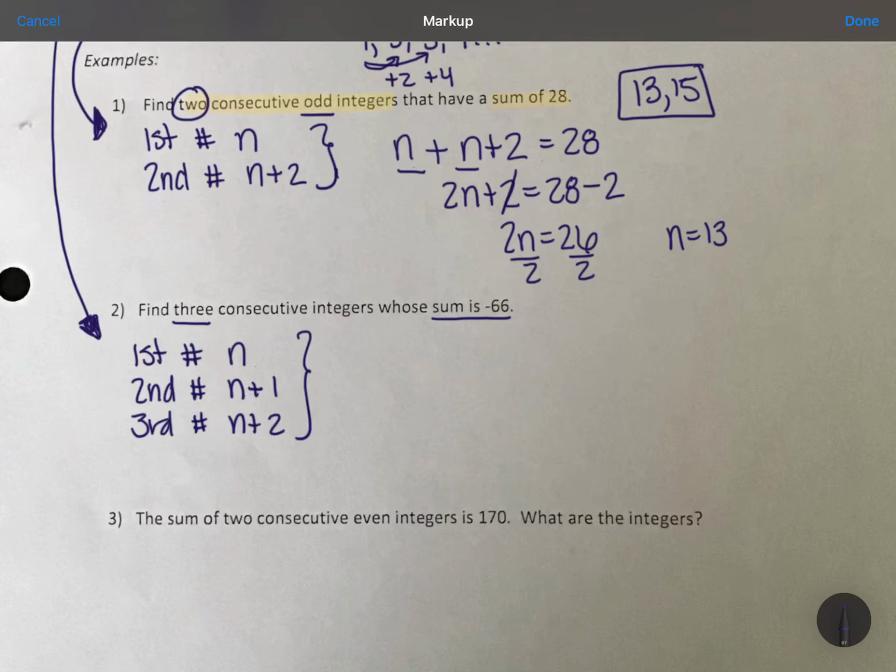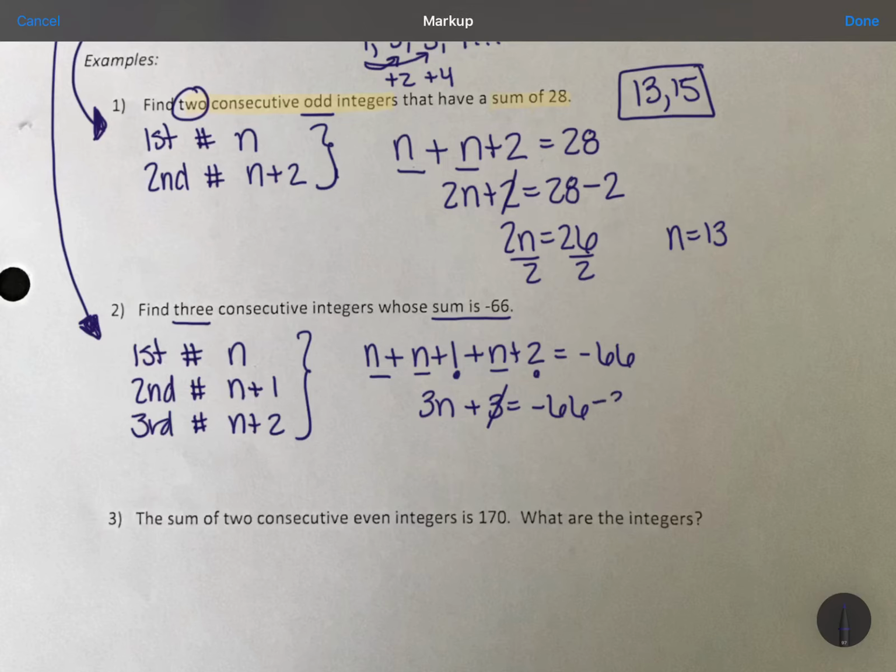Sum means to add, so I'm going to add my first number plus my second number plus my third number. I don't know what they are, so we have to use some expressions until we can figure out what n is. And I do know that they add up to equal negative 66. So I'm going to combine like terms, n plus n, 3n. Combine our numbers, 1 plus 2 is 3. And now I'm ready to solve my two-step equation.